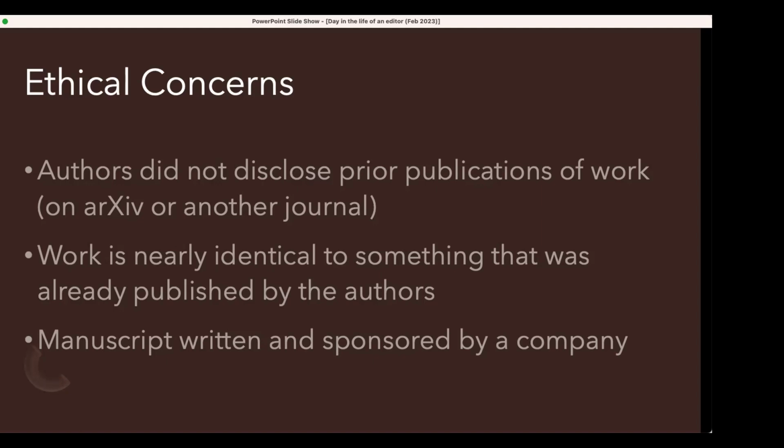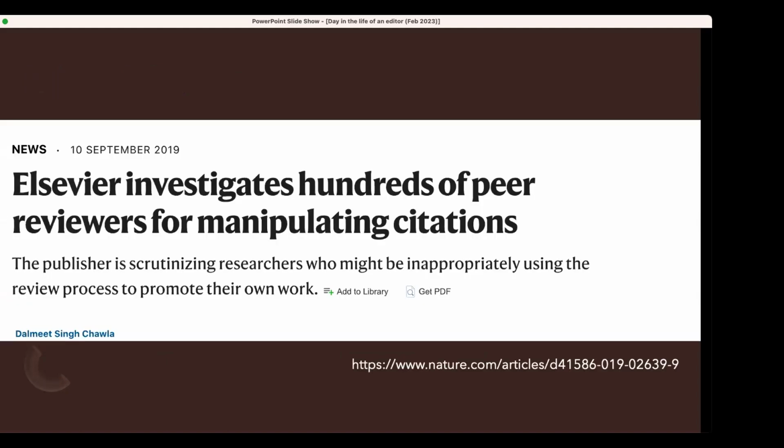Another concern is work that is nearly identical to something already published by the authors. There does need to be separation between what was prior work that may have been published before and the current work. Another is a manuscript that was written and sponsored by a company. This is still ongoing, as we talked about earlier, with ongoing discussions about how to handle these types of conflicts of interest. And there's also the side of the reviewers, and ways that reviewers could manipulate the peer review process.